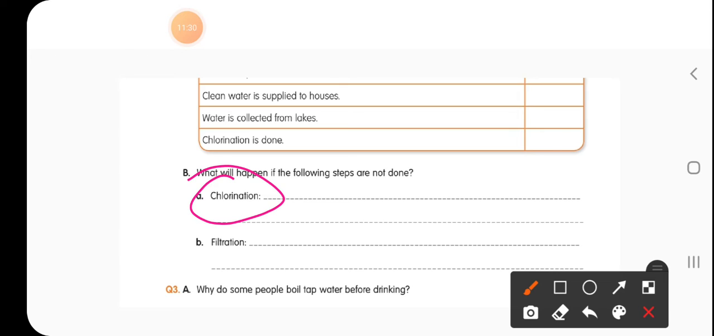Now the next one is what will happen if filtration is not done. If filtration is not done in the water purifying tanks, then the lighter impurities like dried leaves, flower petals, some grass, all such impurities are not separated, and if such impure water is sent to houses, again we will fall sick.